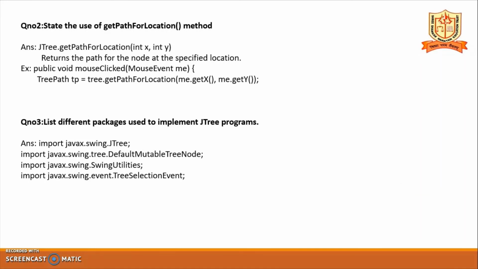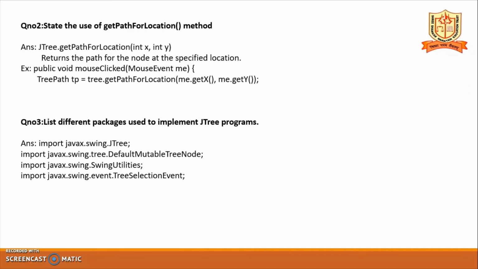Second question, state the use of getPathForLocation method. JTree.getPathForLocation(int x, int y). There are two parameters passed to this getPathForLocation method. It returns the path for the node at a specified location. That will retrieve the path for the node at the particular location, that is x and y.